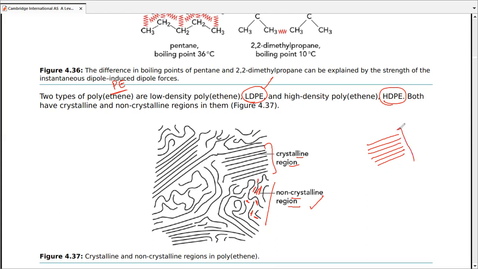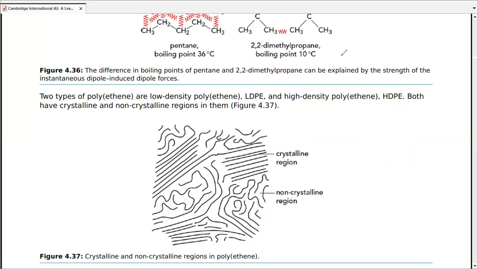HDPE has more crystalline region. It's more packed. It's more tight. It's more closer to one another. It has more forces of attraction, hence higher density. And of course, we can say it has a more area of crystalline region as compared to non-crystalline one. Make sense?